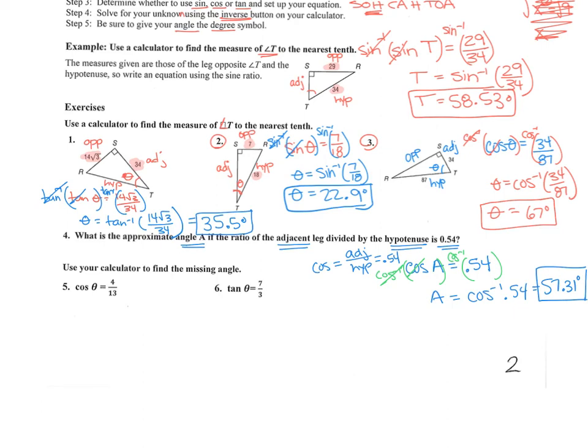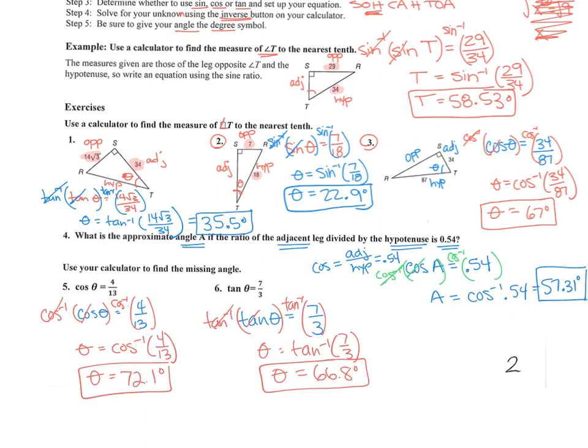So try 5 and 6 on your own and then come back and check your answers. Welcome back, geometry. I'm hoping you got 72.1 degrees and 66.8 degrees. If you did not, very often this is a calculator input error. Can I also recommend, depending on which calculator you have, when you enter the 7 divided by 3 for the fraction, you hit equals. This equals is very important.